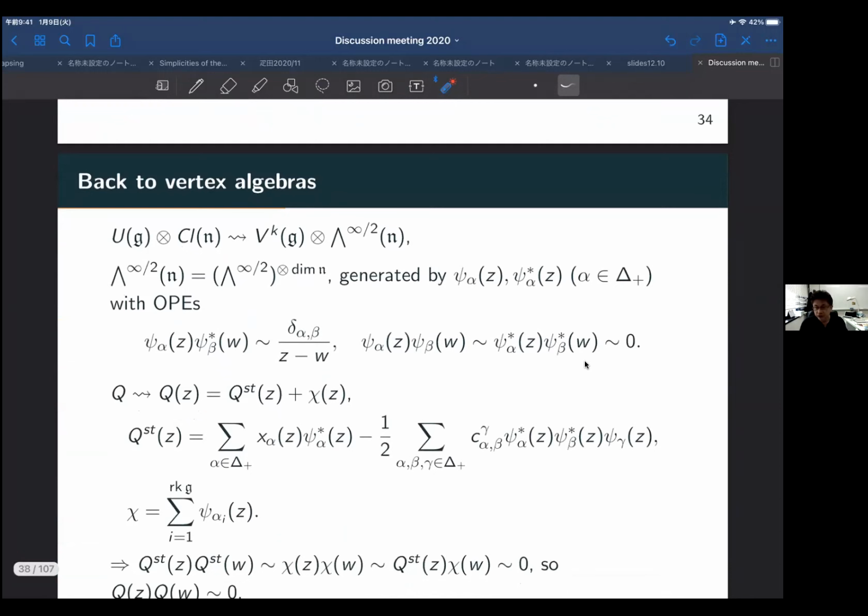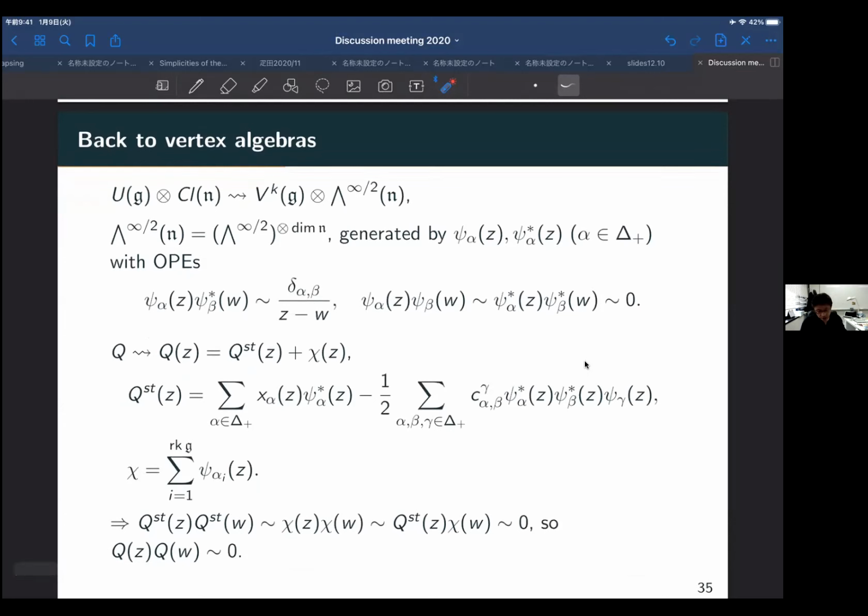I want to generalize this construction. So I replace UG by the affine Kac-Moody algebra, or the corresponding vertex algebra. And the algebra is replaced by the corresponding superalgebra I defined yesterday. It's a tensor product of the superalgebra. Actually, I just put G in the generators, so this is generated by these fields satisfying these OPEs. This is a Clifford algebra, an infinite dimensional Clifford algebra.